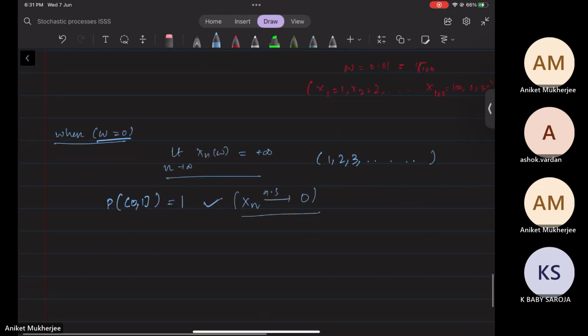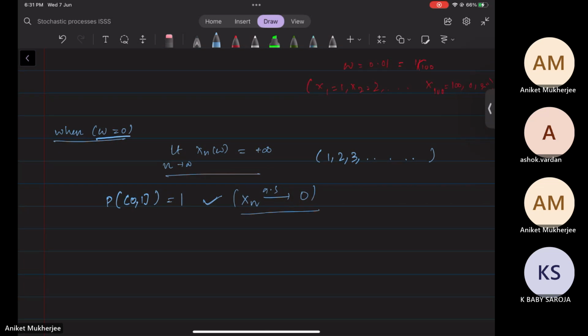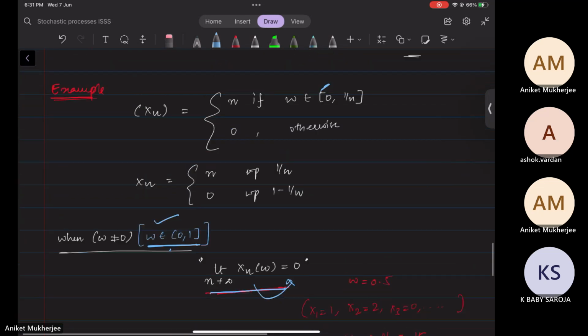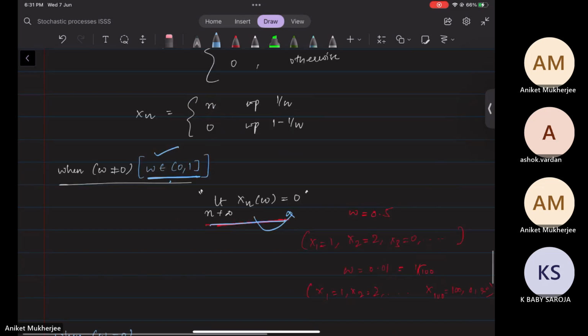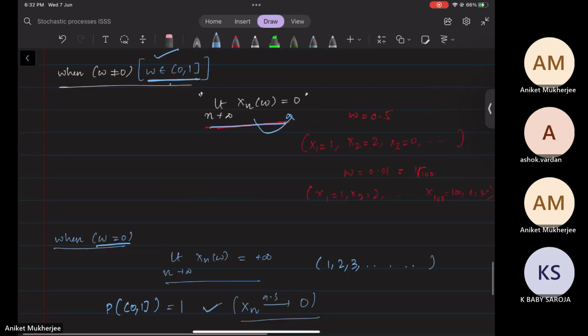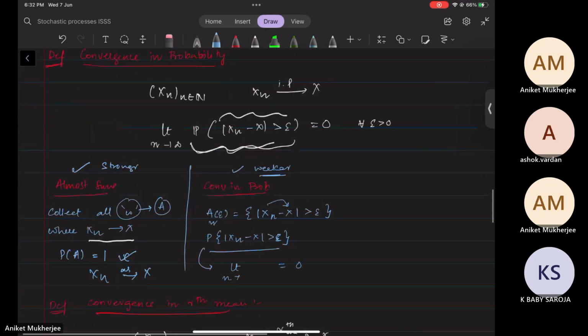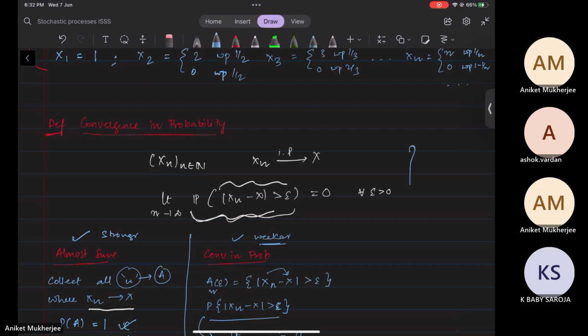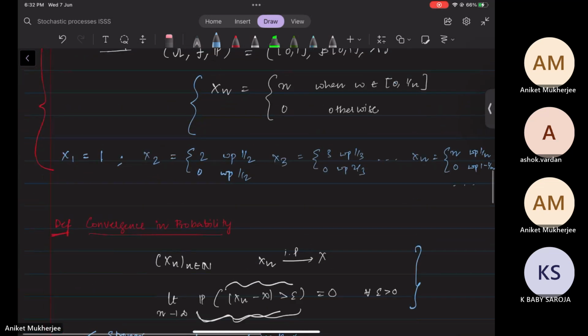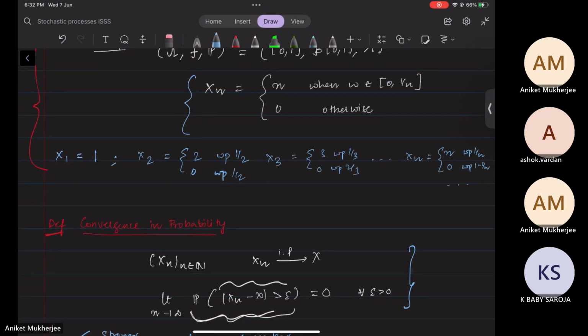Okay, next. My question to you is, would this converge in probability? The same example, would this converge in probability? I'll show what in probability means. Yeah, in probability. You can take some time, no problem.